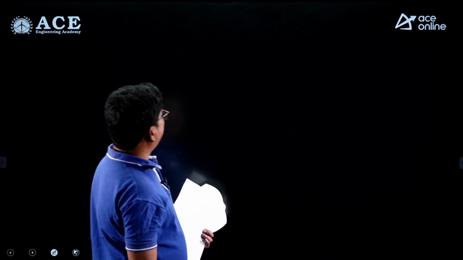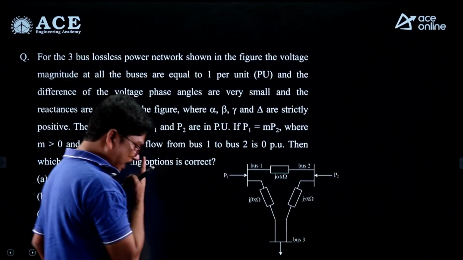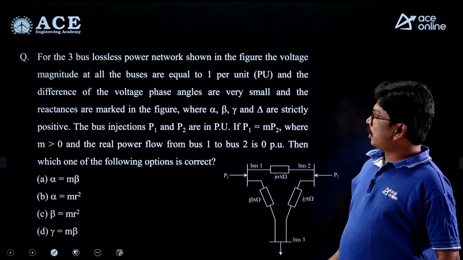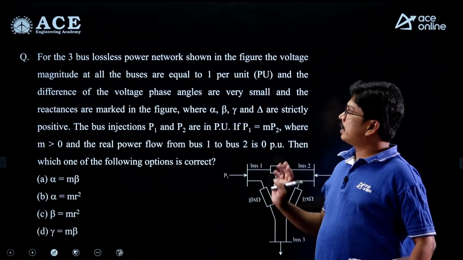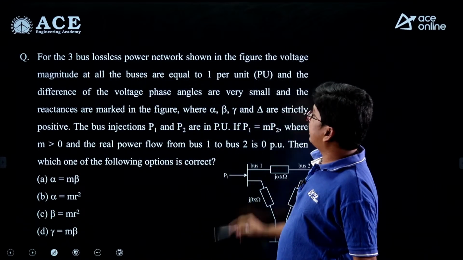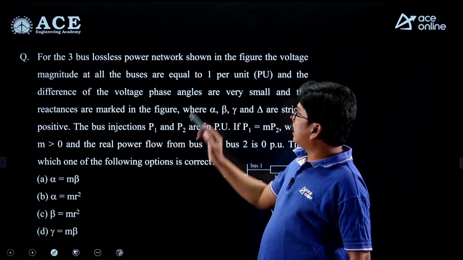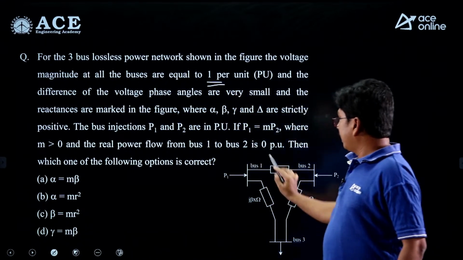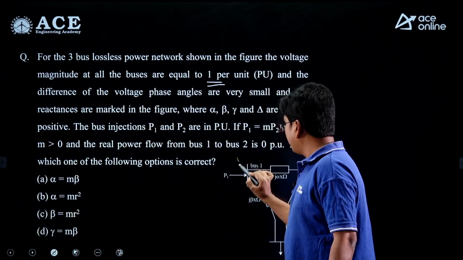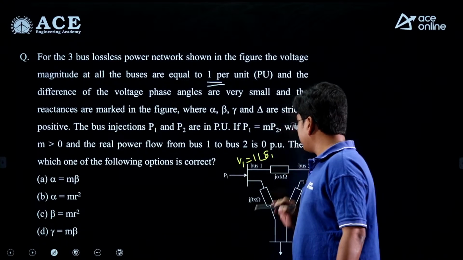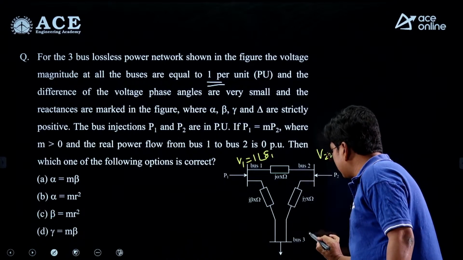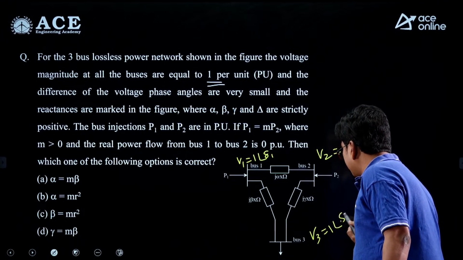And we'll see the next question here. This is the simplest question I think in power systems this year. How many times have we discussed this type of question? Just check here. For a 3-bus lossless power system network shown in the figure, the voltage magnitude at all the buses is equal to 1 per unit. At bus 1, the voltage V1 is 1 at an angle of delta 1. Here V2 is 1 at an angle of delta 2. Here V3 is 1 at an angle of delta 3.